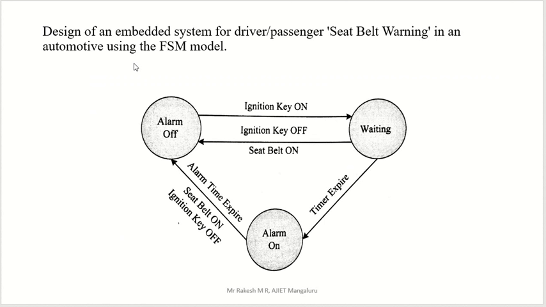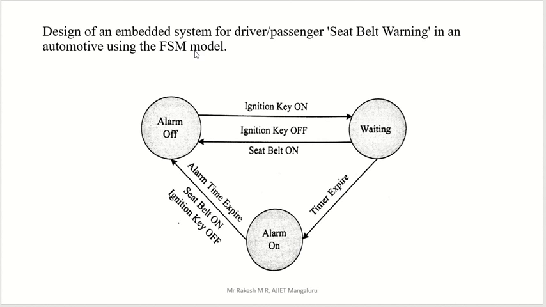Now let us go for one example: design of an embedded system for a driver passenger seat belt system, or seat belt warning system, in an automotive using the FSM model. Automotive means the automobile side, that means cars, any vehicles. Using the FSM model, you have to use a finite state machine model. A state machine model contains events, actions, transitions and states. Finite means the number of states is finite, so that is combinedly called FSM.